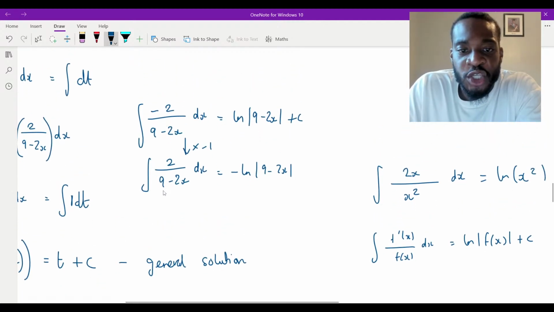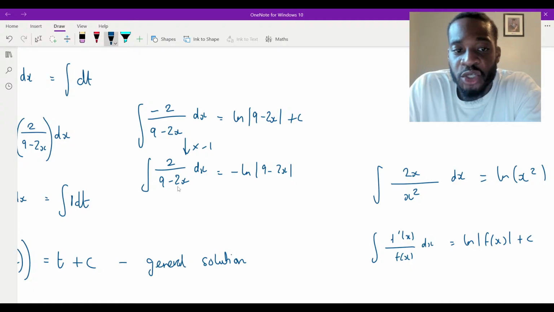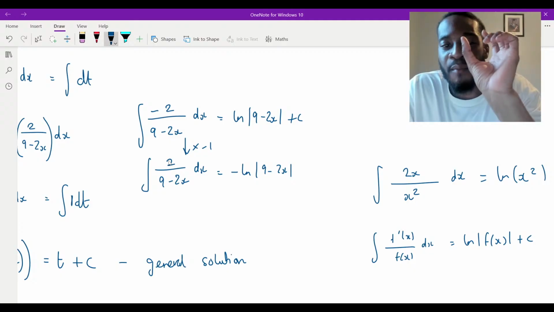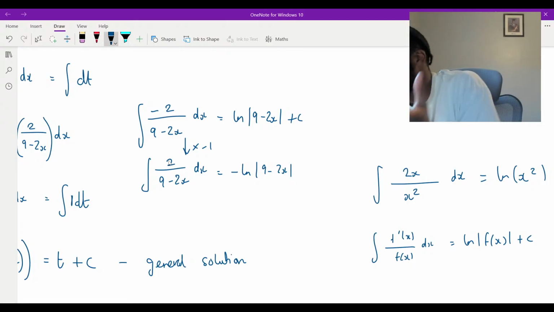So with this one, when we had the integral of 2 over 9 minus 2x, when we differentiate the denominator, we get minus 2. However, we have a 2 there. So it's just a matter of a constant, just multiplying by minus 1. Does that make sense? Okay.